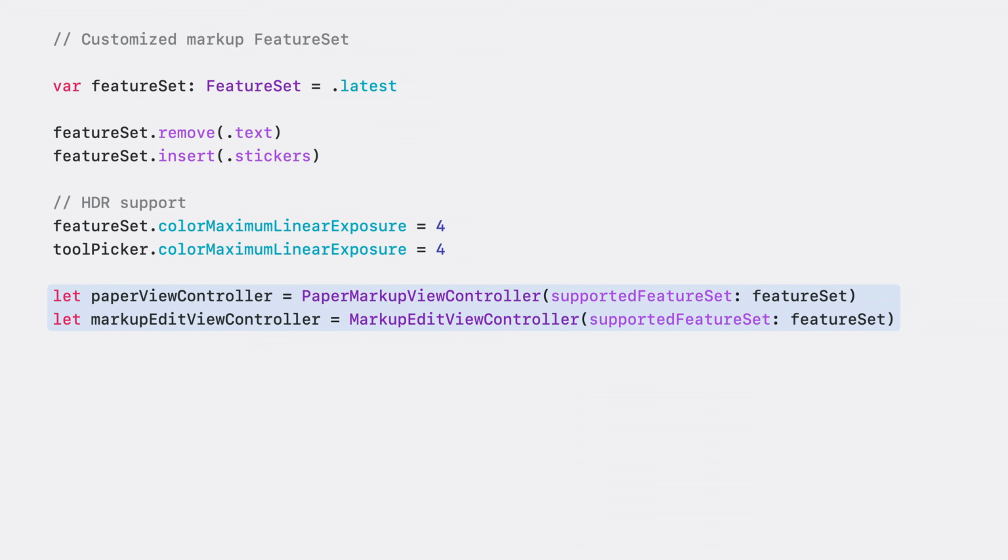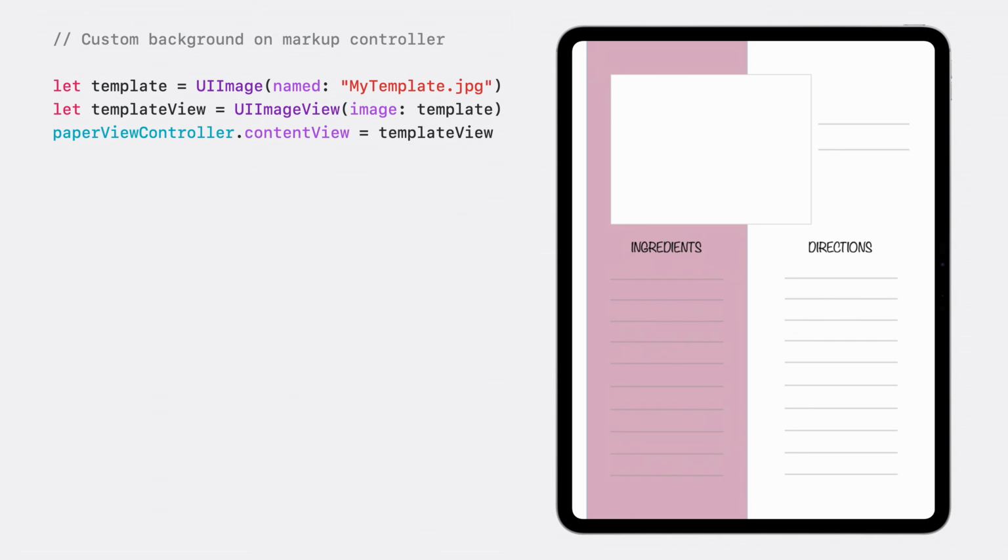Once the feature set is configured to your requirements, assign the customized feature set to both the markup controller and the insertion controller to ensure consistency across the app's markup and insertion functionality. Another customizable property is the markup controller's content view, which can be set to any UI view. For example, I can use the template as a fixture in my app. All markup and drawing will be rendered on top of it.